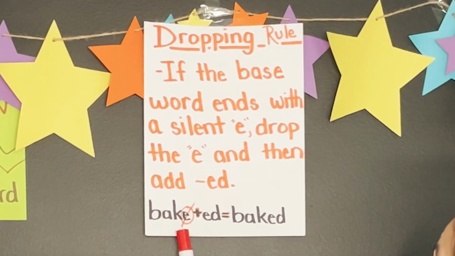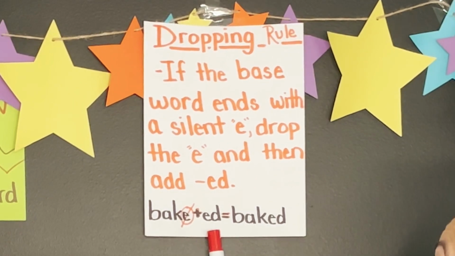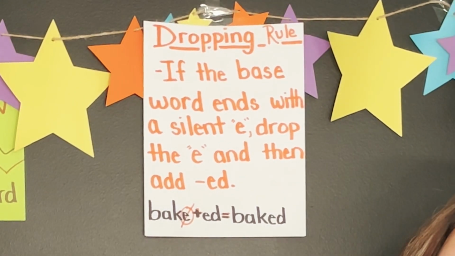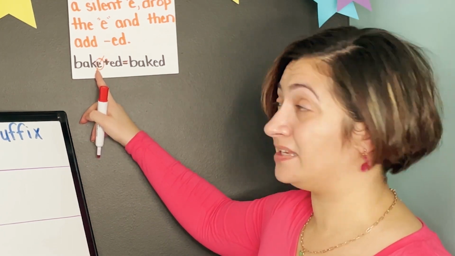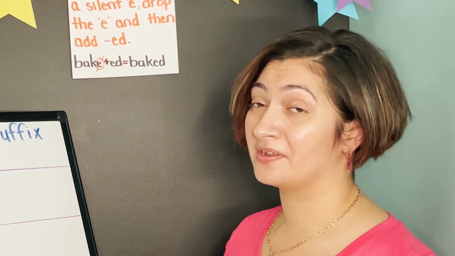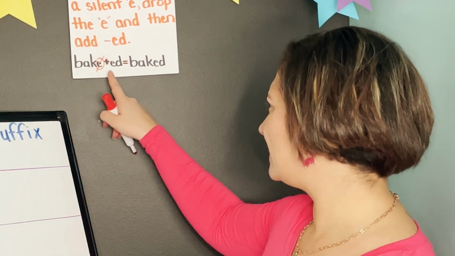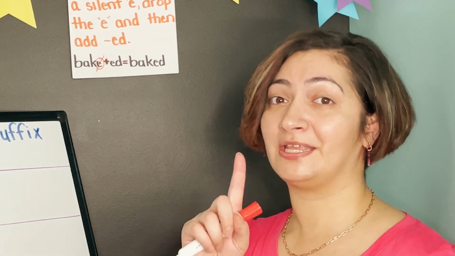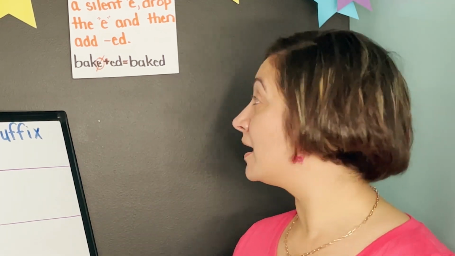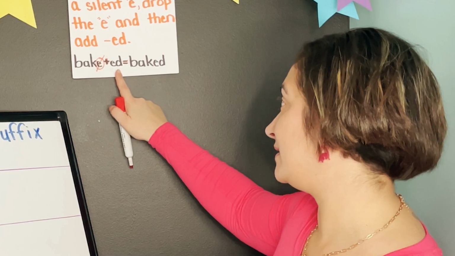But if we want to use it and add ED and make it past tense, we would say, I baked in the kitchen all day. If we were to keep that silent E, the two E's together might make the long E sound. And then we would have a word like bake-eed. That doesn't sound right. We only need one of the E's. All right? So our rule is to drop the E in the base word and then add ED.